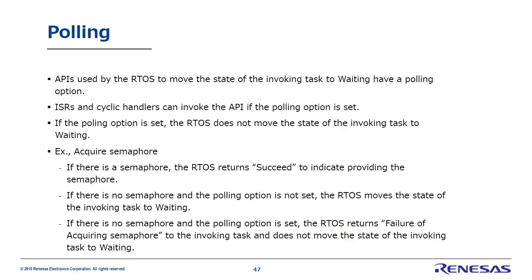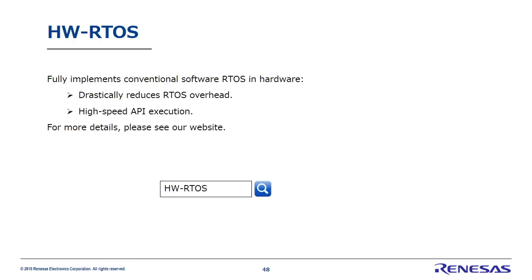This finishes our basic explanation of conventional software RTOS. Finally, I'd like to introduce Renesas Electronics' original technology, Hardware Real-Time OS. Renesas Hardware RTOS greatly minimizes overhead while improving API execution speed. For more details, please see our website.